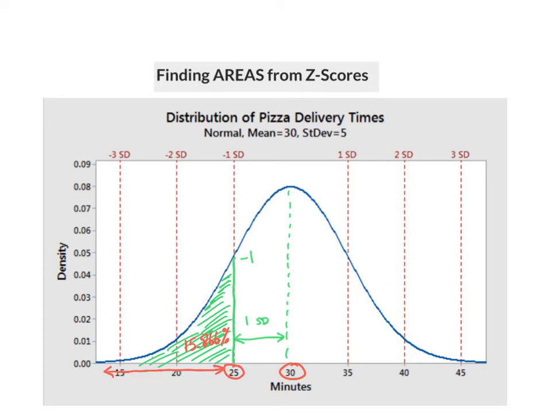So we deal with area. We compare this area here to the whole area. And of course, this number here becomes the decimal, and therefore becomes the probability. So the probability that it will be 25 minutes or earlier is equal to 0.15866, or 15.866%.